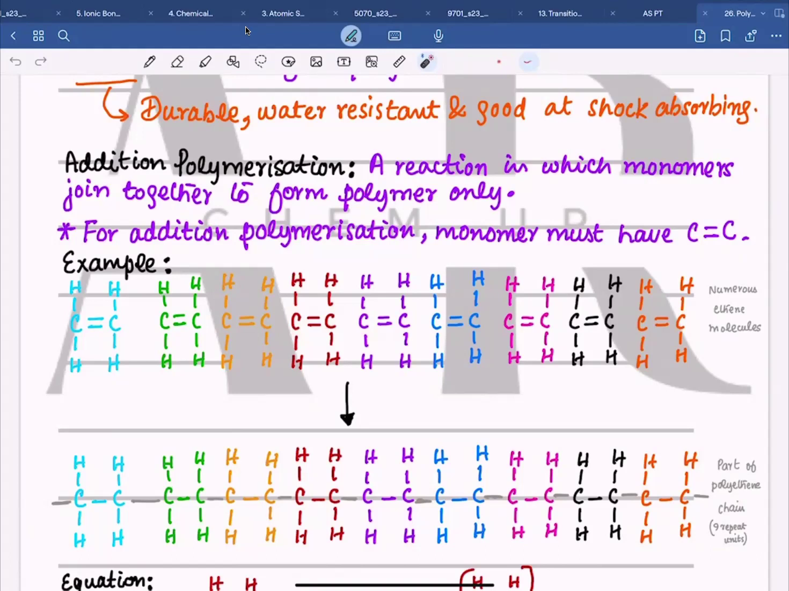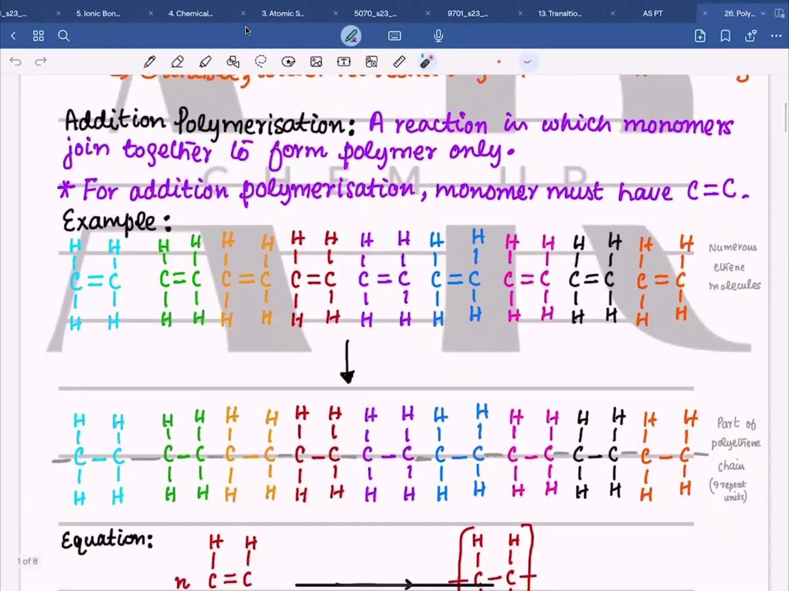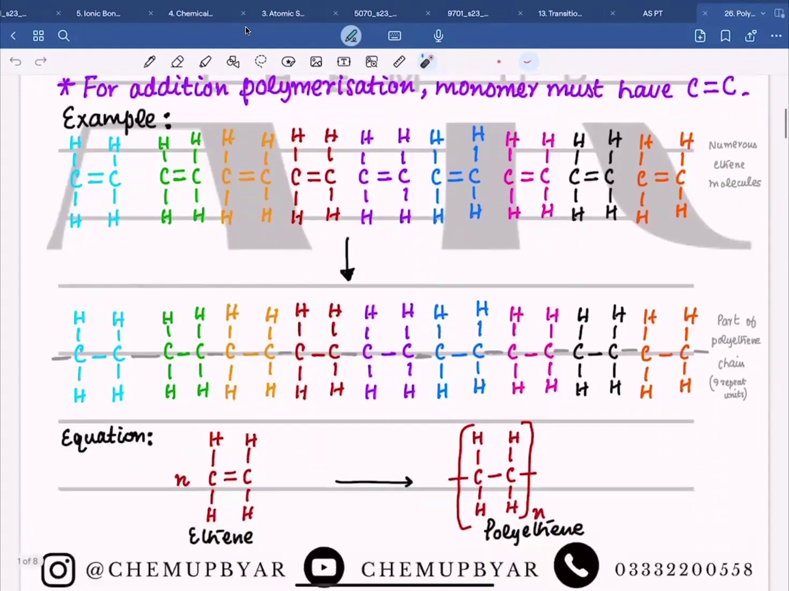Till here, is this clear to all of you? Yes, sir. Okay. Now, if we have to show the equation for this kind of polymerization, we'll show it like this.